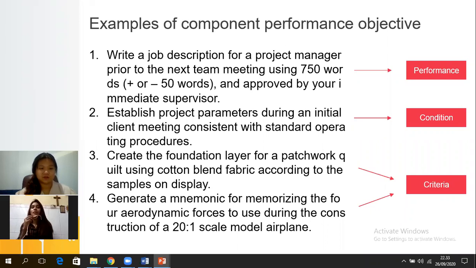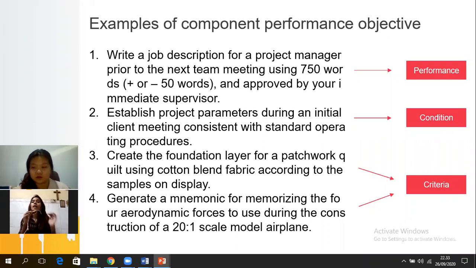Okay, so this is the examples of component performance objectives. For the performance, this is the example: write a job description for a project manager prior to the next team meeting using 750 words and approved by your immediate supervisor. So this is what is meant by performance. This is just the examples. And then the second one, establish project parameters during an initial client meeting consistent with standard operating procedures. So this is the example of what is meant by condition.